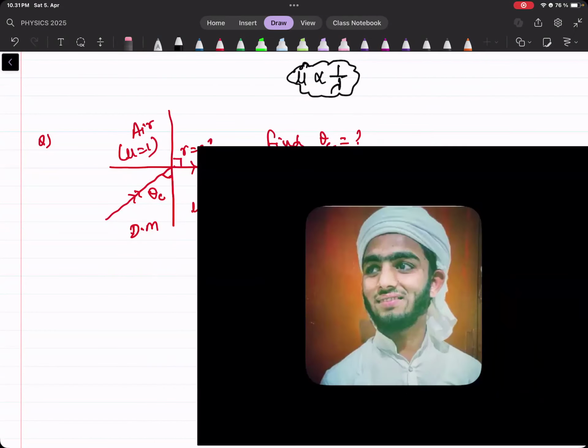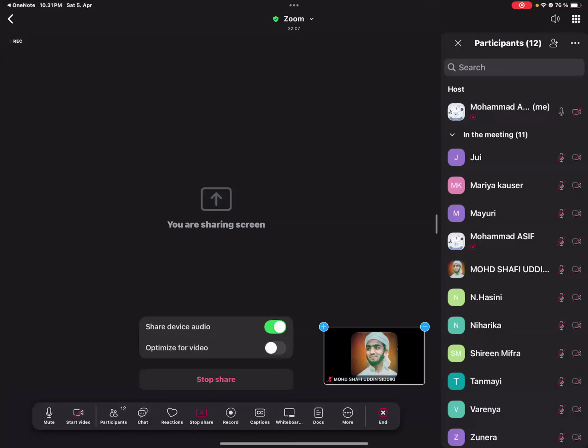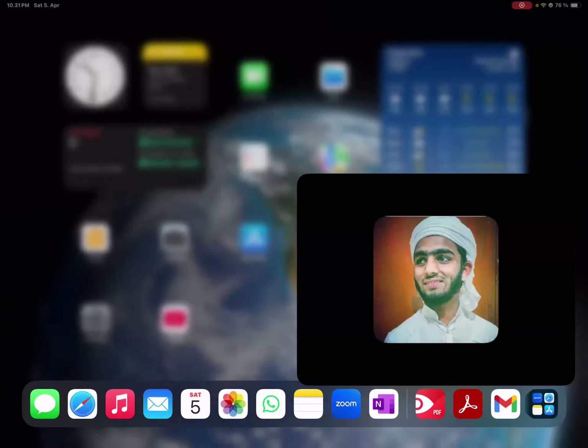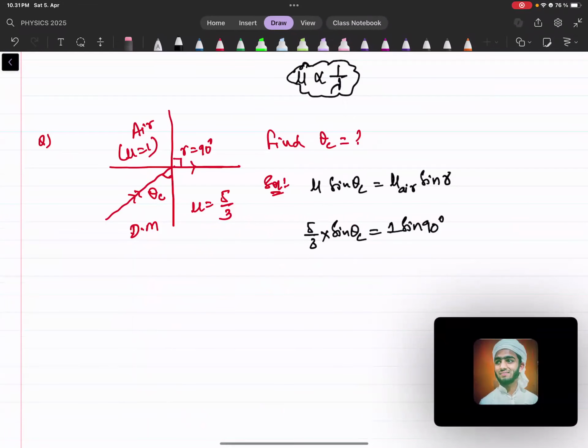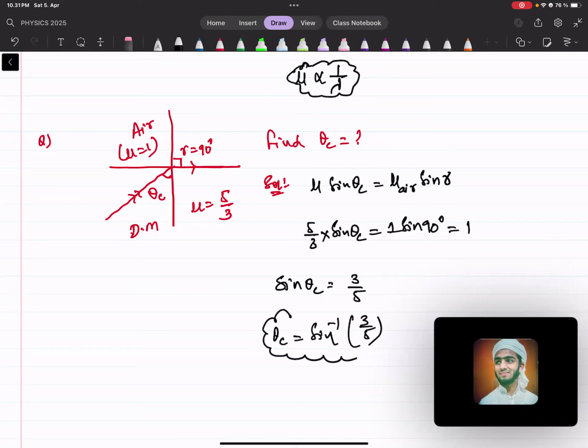Am I clear? So now simplify this one. So sine 90 is equal to how much for me? 1. So theta C will be equal to how much? Sin theta C is equal to 3 by 5. So theta C will be equal to how much for me? Sine inverse of 3 divided by 5. This will be your answer. Am I clear?